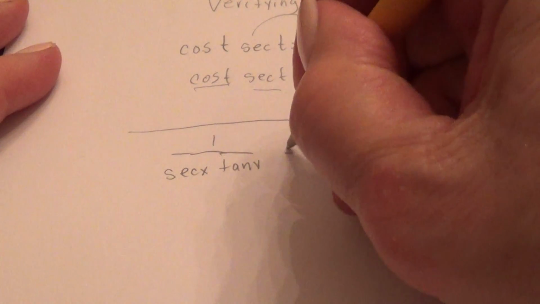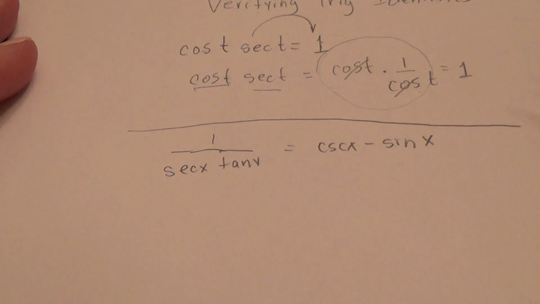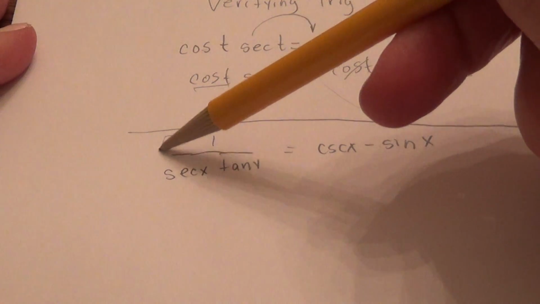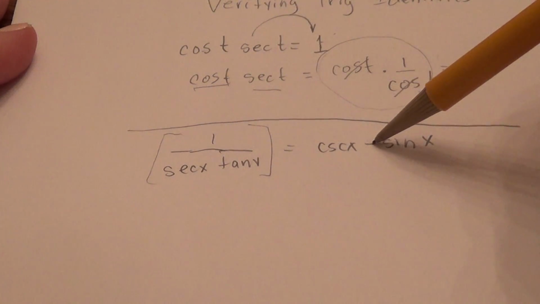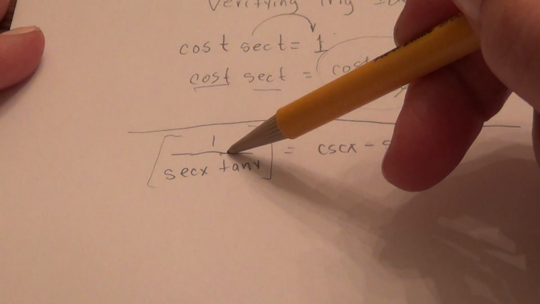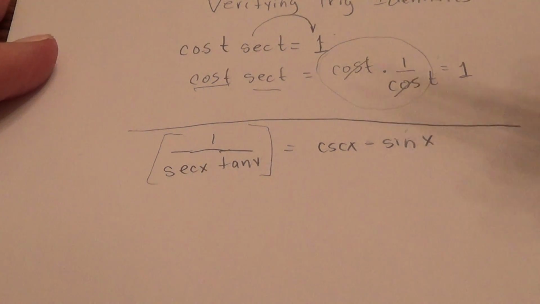Let's move on to a medium level verifying problem. 1 over secant x tangent x equals cosecant x minus sine x. I get a little nervous sometimes when I'm trying to verify trig identities where you have one term. See, there's no plus or minus sign in this, so it's one term. Here, the minus sign divides this into two terms. I get a little nervous when I see one term on one side and two terms on the other, so I know I have to perform some kind of magic.